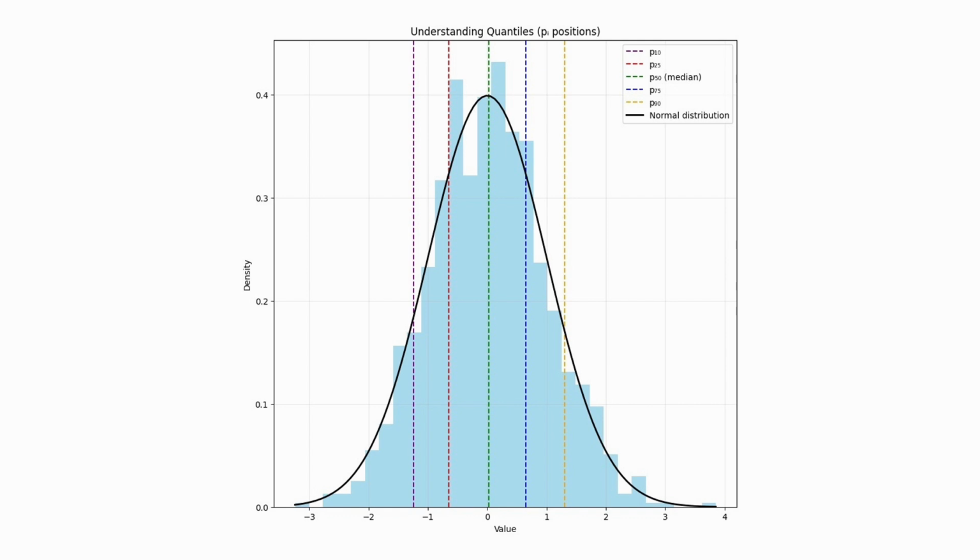Let's first review the concept of quantile. Quantile is the value below which a certain percentage of the data falls. For example, the median is the value below which 50% of the data falls. The 25% quantile is the value below which 25% of the data falls. The 75% quantile is the value below which 75% of the data falls. The quantile function is essentially the inverse of the cumulative distribution function.